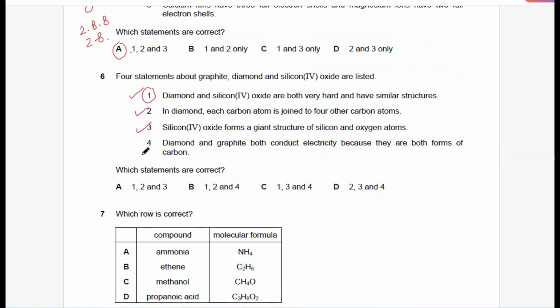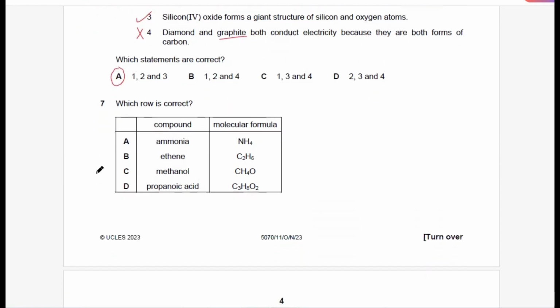Diamond and graphite both conduct electricity because they are both forms of carbon. That is correct that they are both forms of carbon, but both of them won't conduct electricity. Only graphite can conduct electricity because in graphite, every carbon has 1 electron which is not involved in the bonding and which can be delocalized. Because of it, it can conduct electricity. So over here, A is the correct answer.